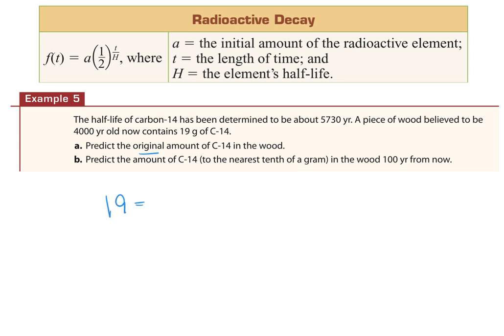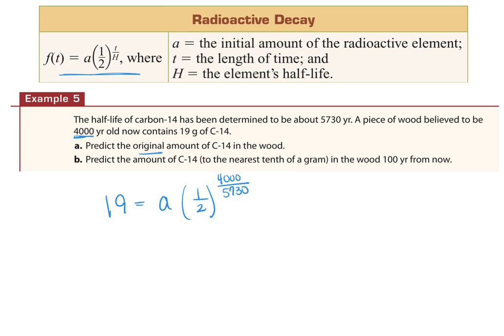We are finding the original amount. So which of these do we not know? A, we don't know A. We always use 1/2. All right, the piece of wood is believed to be 4,000 years old. Which variable is that? T. And what is my half-life then? What is the H? 5,730. All right, you can do this in your calculator.